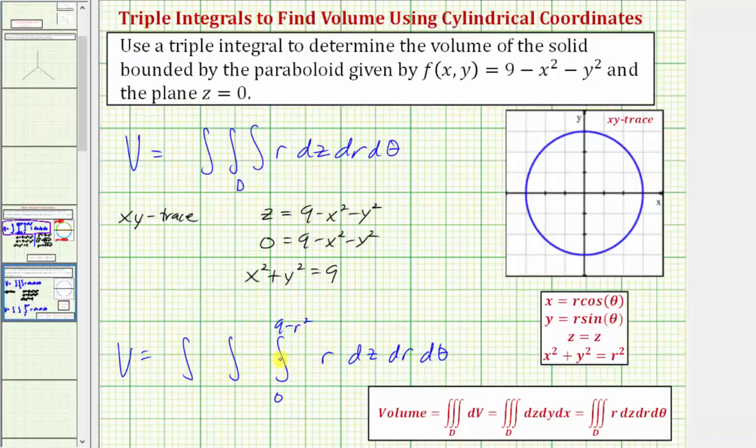And now we need to find the limits of integration for r and theta that would trace out this area in the xy plane. We'll notice how the radius r would be from r equals 0 to r equals 3. And limits of integration for theta would be from 0 all the way to 2 pi for one full rotation around the circle. So if we evaluate the triple integral, this will give us the volume of the solid bounded by the paraboloid and the plane z equals 0. Let's go and evaluate this on the next slide.